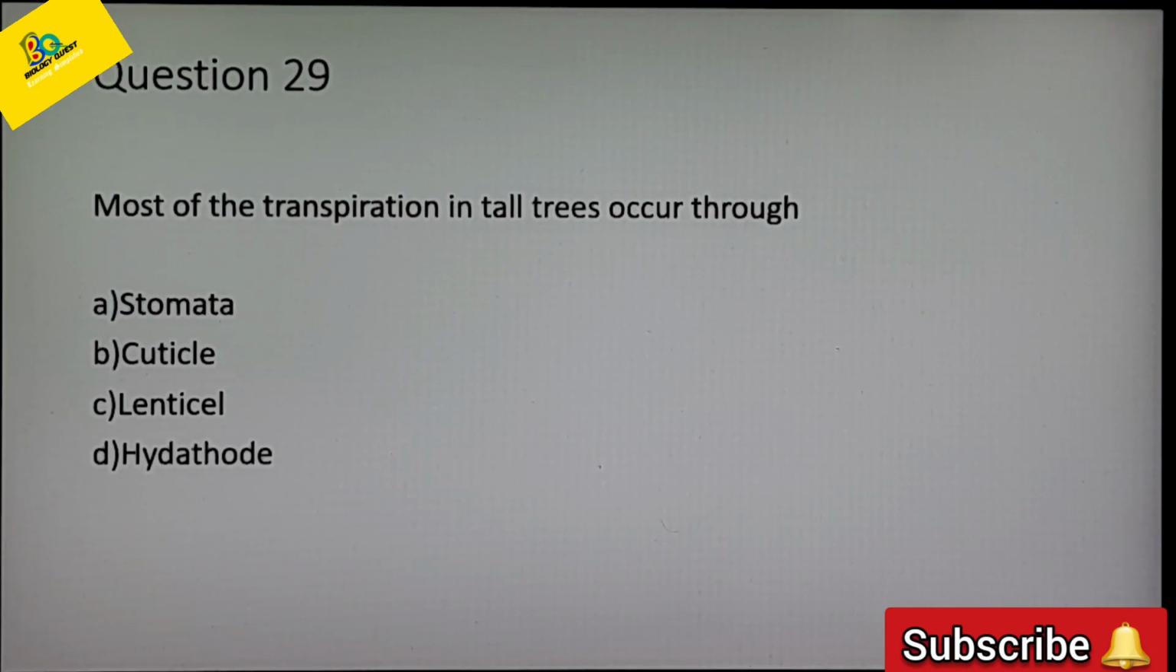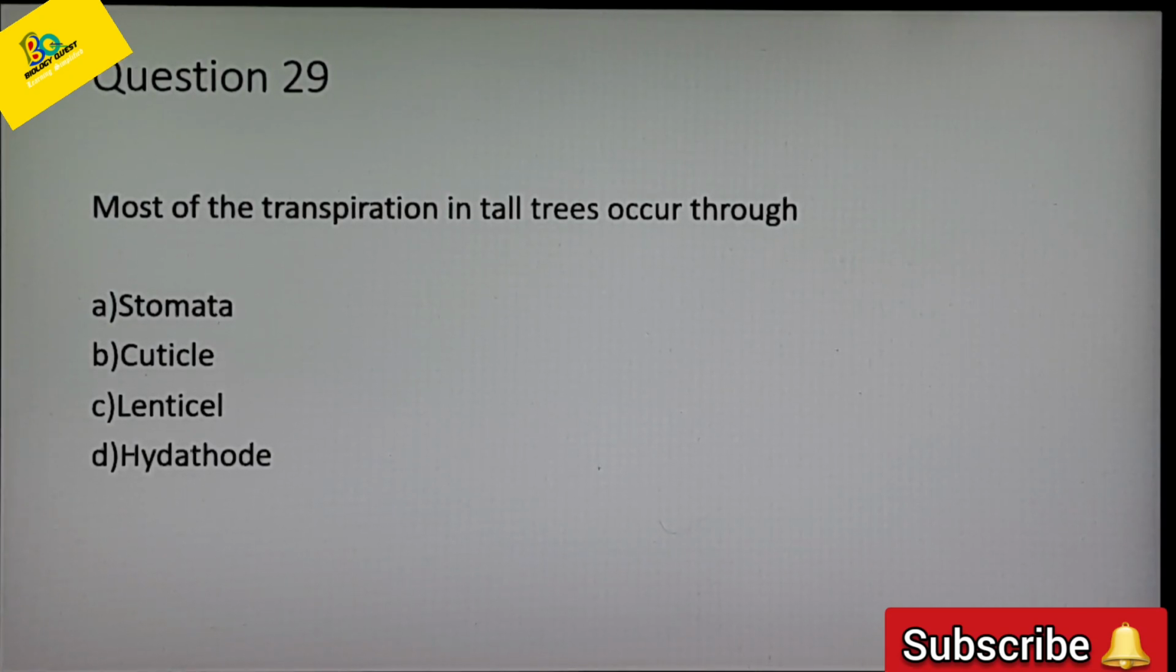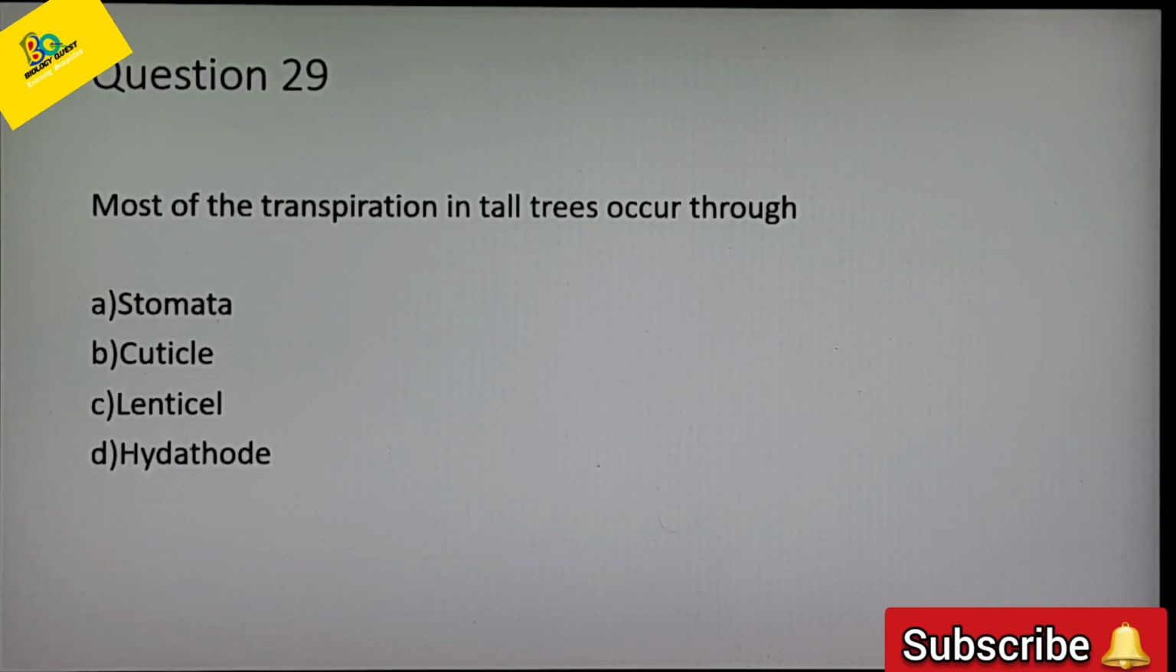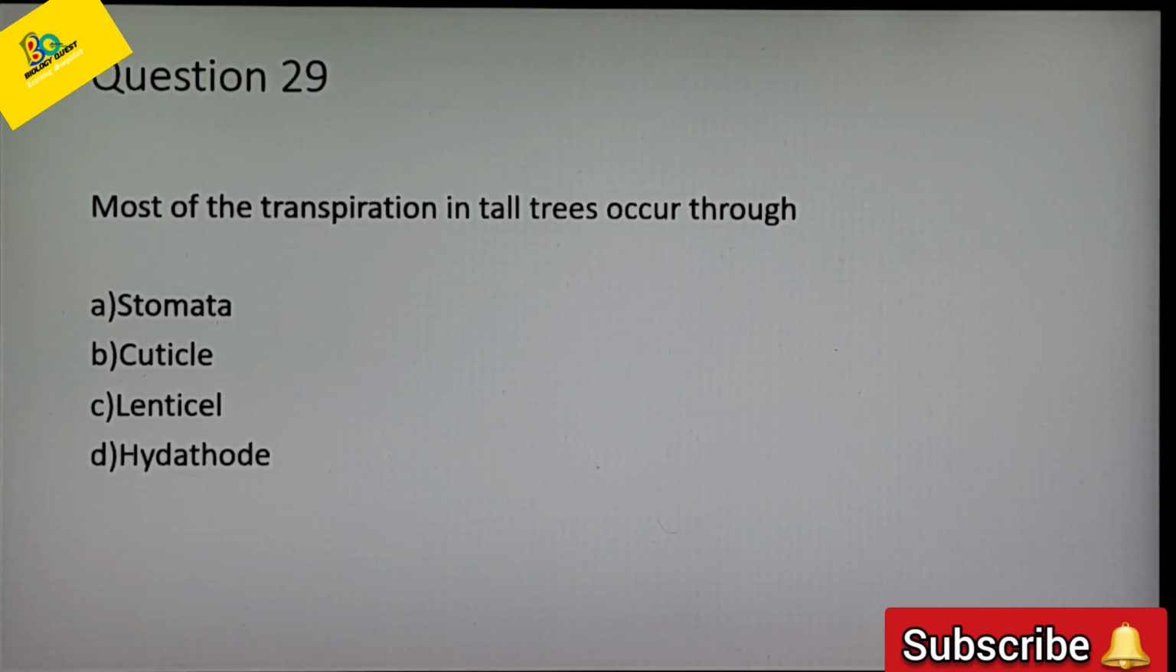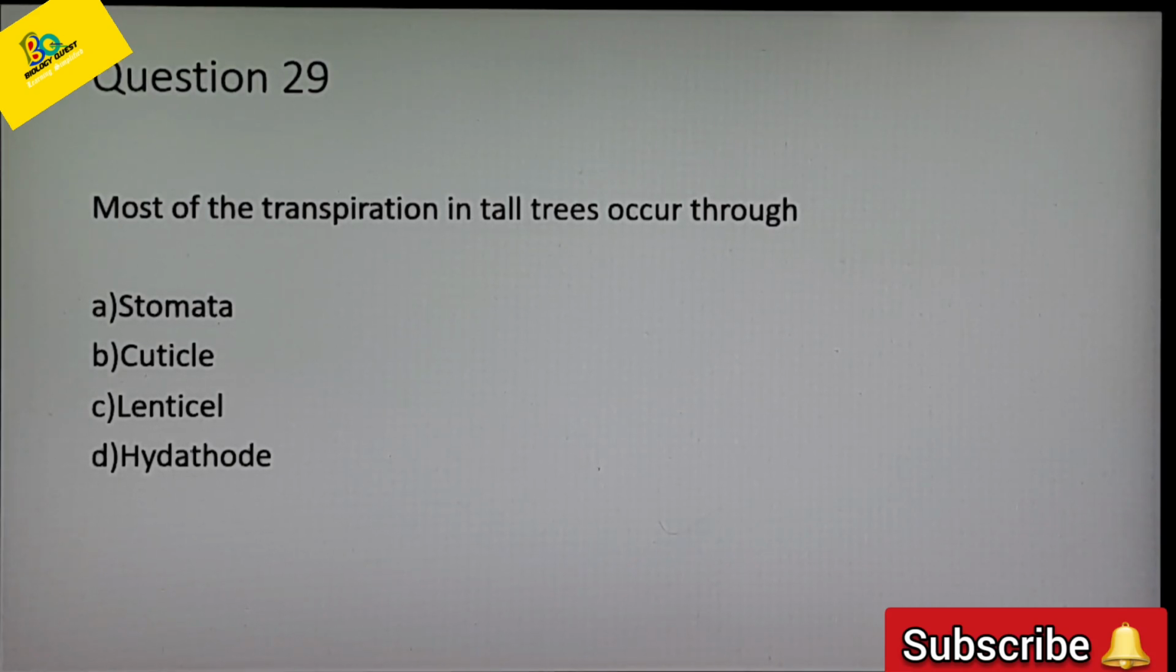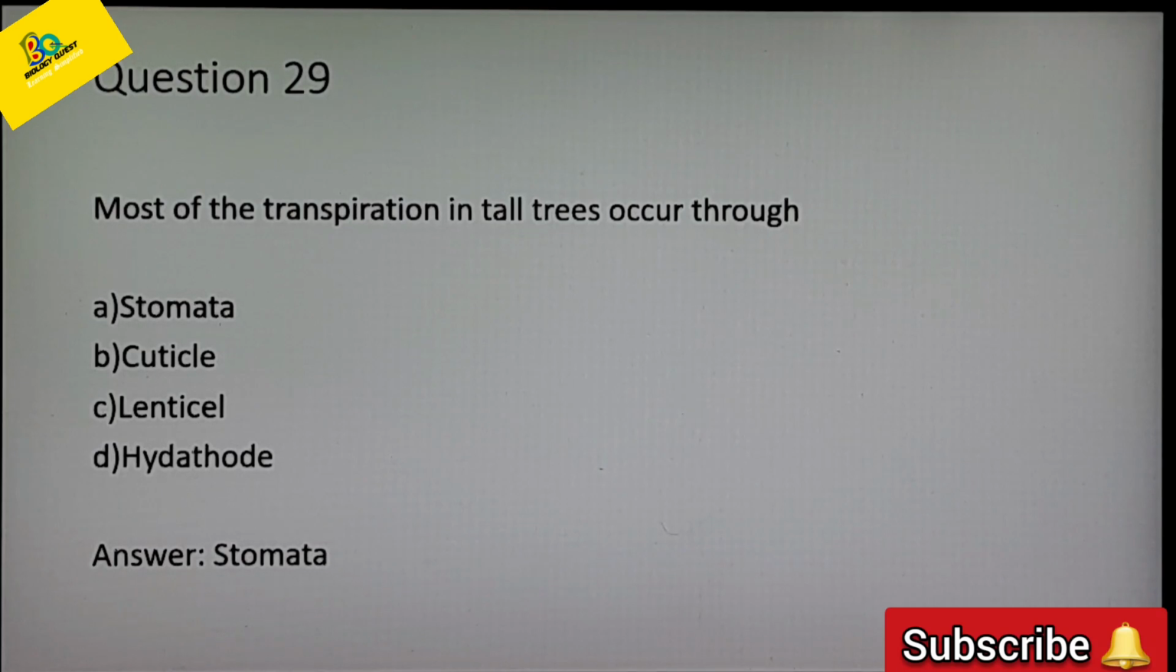Next question. Most of the transpiration in tall trees occurs through. Options are stomata, cuticle, lenticel, hydathode. Remember, always the highest rate of transpiration occurs, whether in the case of tall trees or small plants, through stomata. So, the correct answer is option A, stomata.